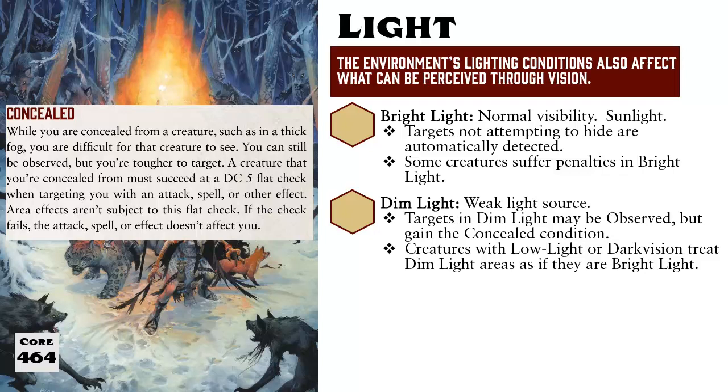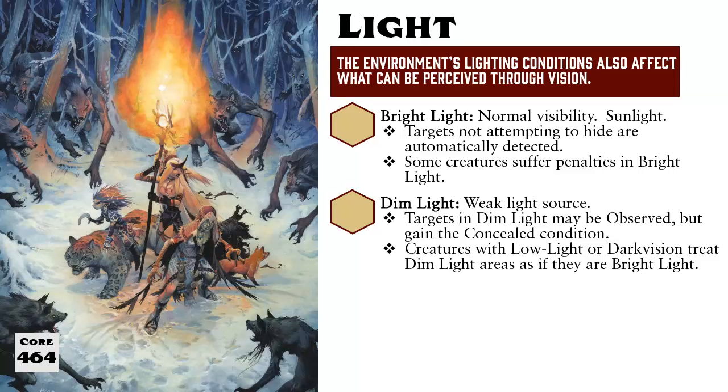For example, creatures with low light or dark vision can see in dim light as if it was bright light. Therefore, targets in dim light are not concealed to creatures who are using low light or dark vision. Also note that when an item or spell lists the amount of distance that it produces bright light, it also produces dim light for an equal number of feet beyond the range of bright light. So for example, a torch is listed as producing bright light for 20 feet, therefore it also produces dim light from 21 to 40 feet away.